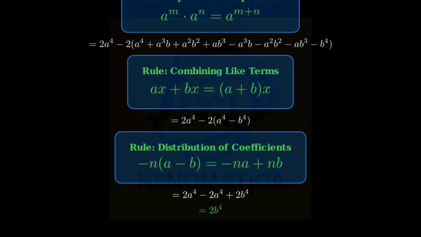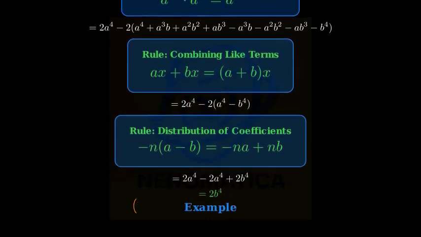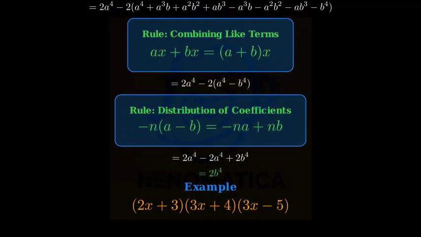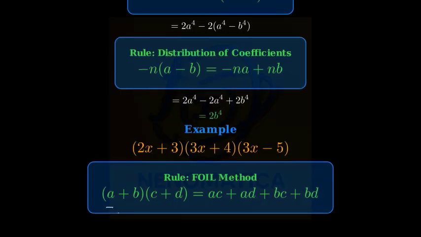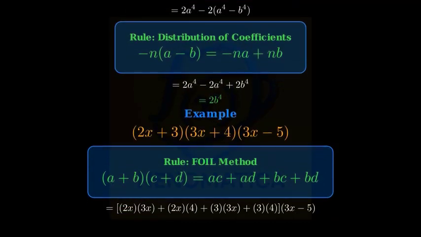Let's move on to our second example. We want to expand the expression, the product of 2x plus 3, 3x plus 4, and 3x minus 5. We'll start by multiplying the first two factors, 2x plus 3 and 3x plus 4. We can use the FOIL method or distribute each term in the first expression to each term in the second expression. Let's simplify the expressions in the brackets.